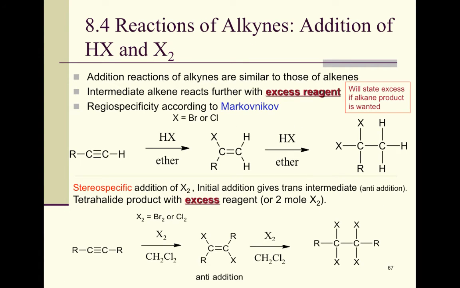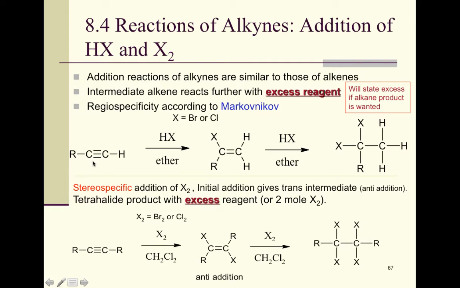Reactions of alkynes, the addition reaction of HX and X2 across the triple bond. These addition reactions of alkynes are very similar to those in alkenes. What happens is the intermediate alkene that's formed reacts further with excess reagent. And I will state if there's excess reagent so you know this reaction is happening. It is regiospecific according to Markovnikov's rule, and X in this case is either bromide or chloride.